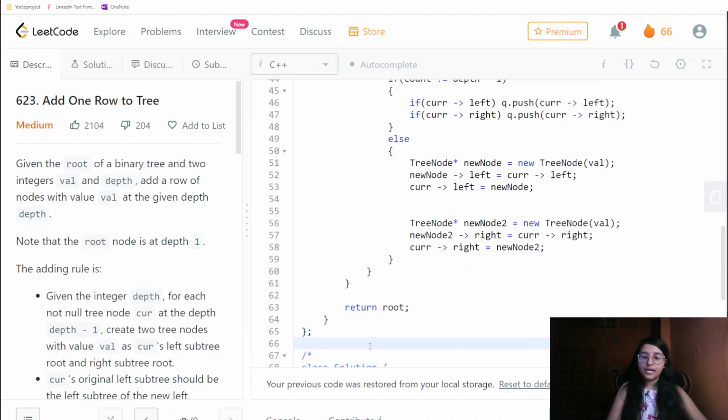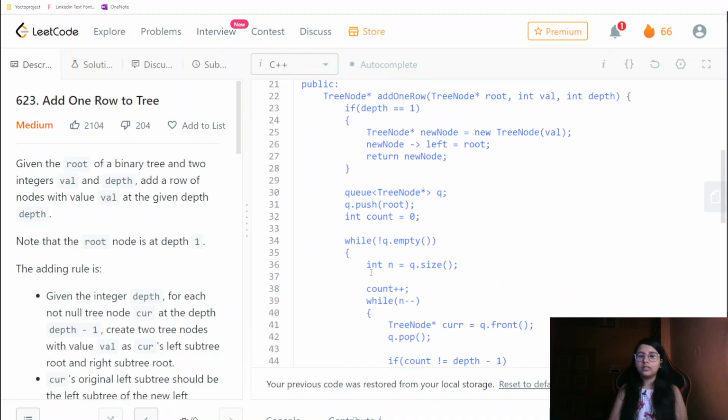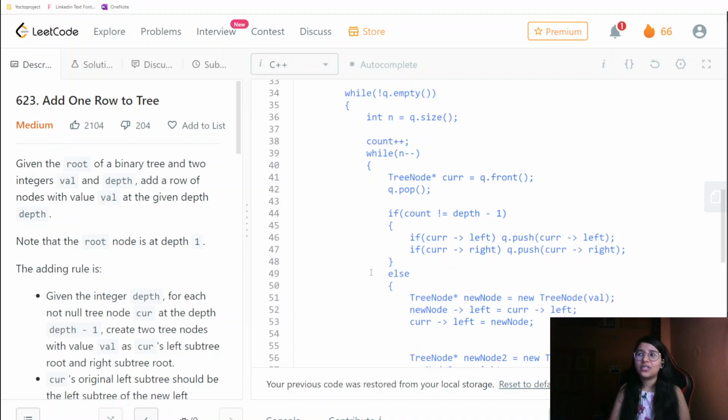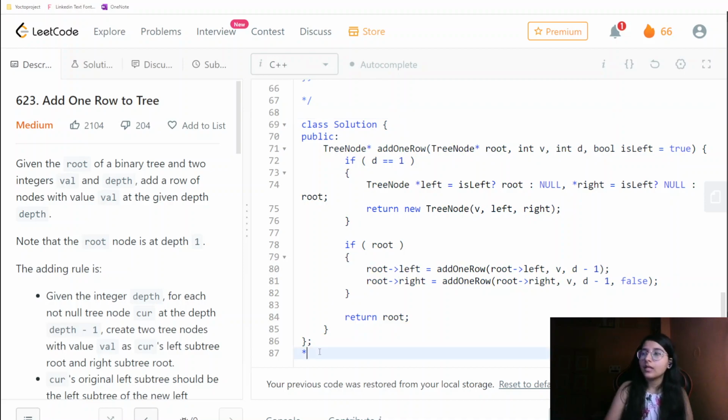Now comes the part for our DFS approach. That's how we are required to use DFS. Although with BFS we are required to do a lot of coding, right? But in DFS, it is a much smaller version of the code. So now, let me explain to you.